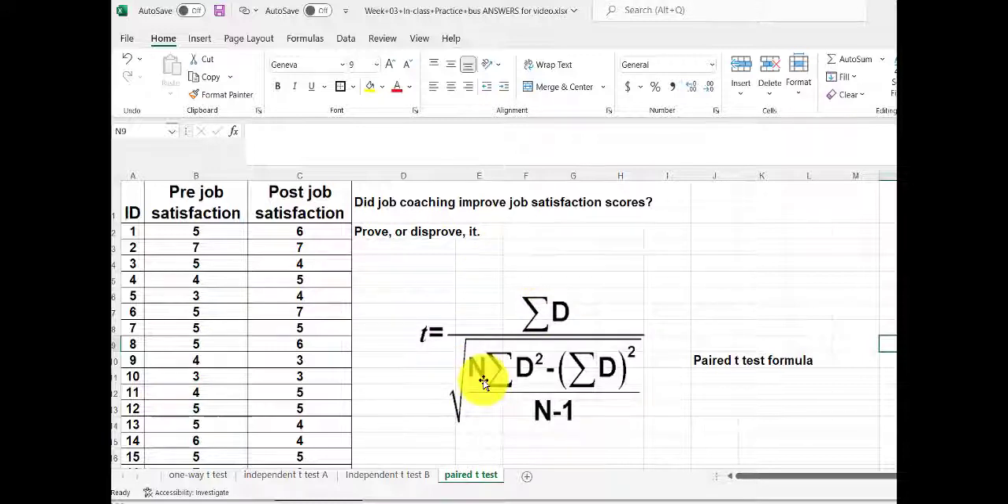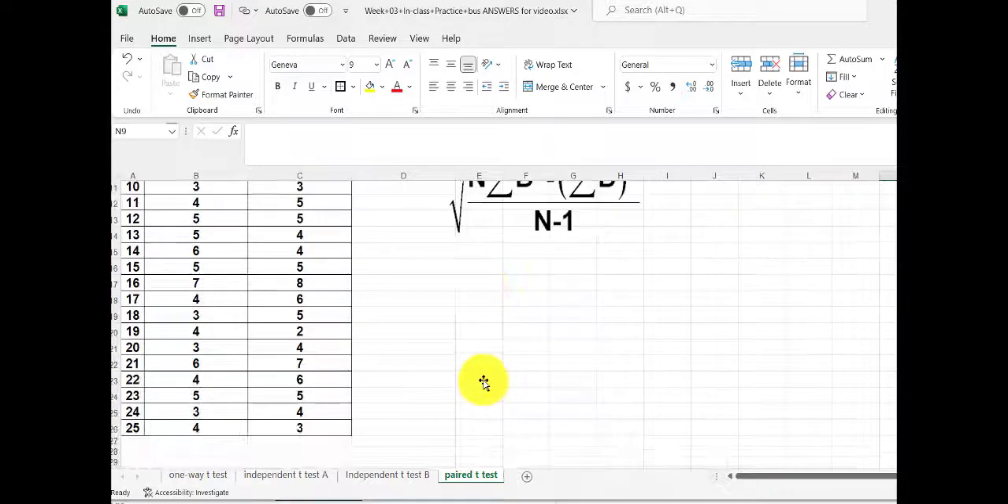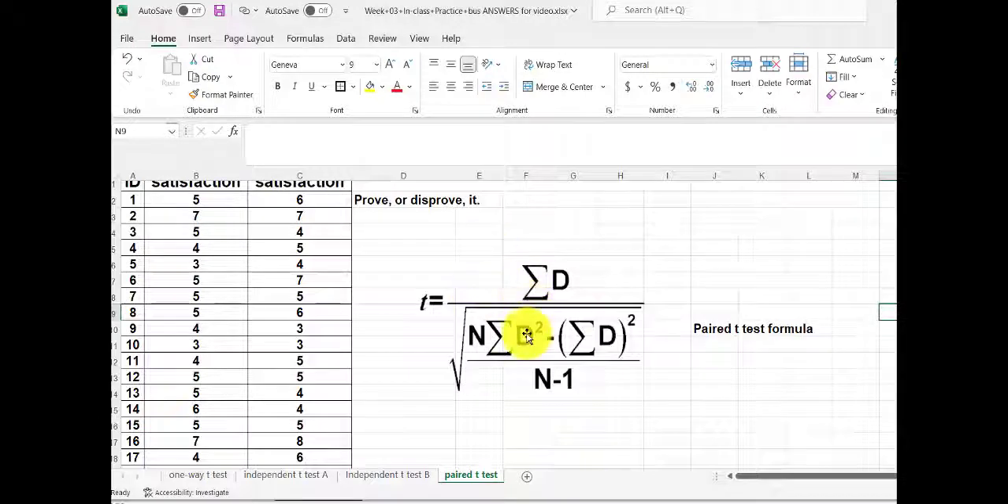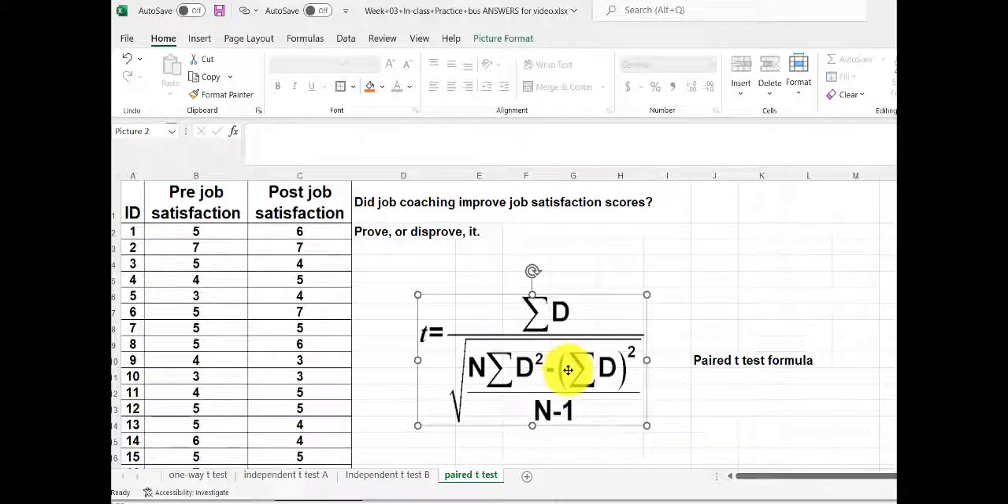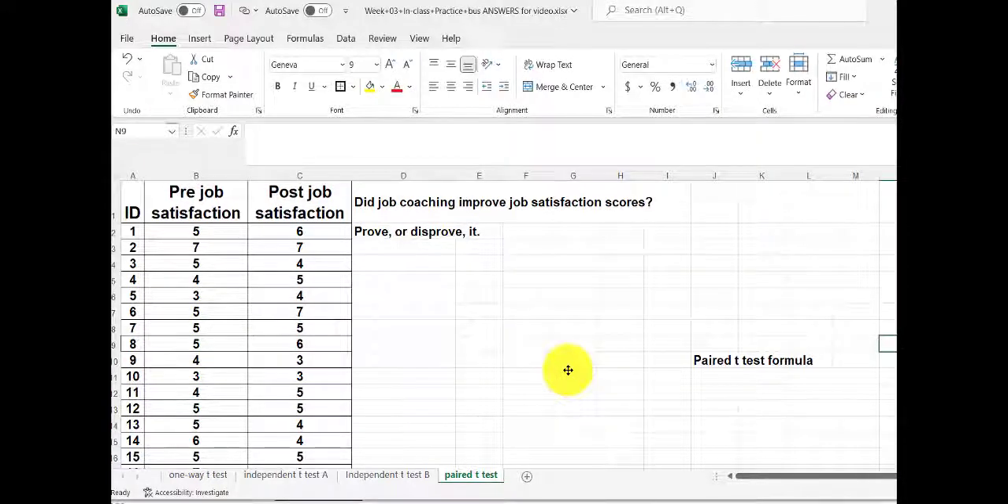The capital N is the total sample size, which is 25, right? There's only 25 people in the sample. And this means you would square the difference first and then add them up, minus, you would add them all up and then square that, divide that by the sample size minus 1, take the square root. It's just a giant mess. But we're not going to do it this way, okay? We're going to do it the fast way.